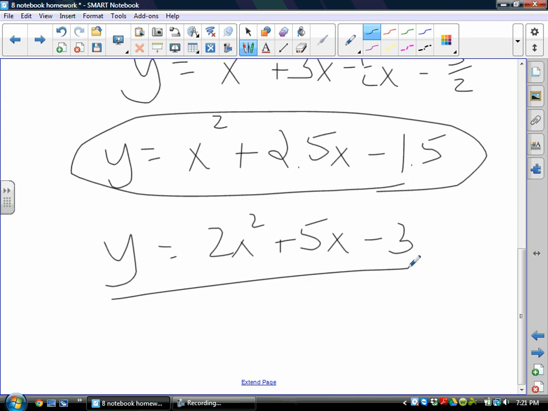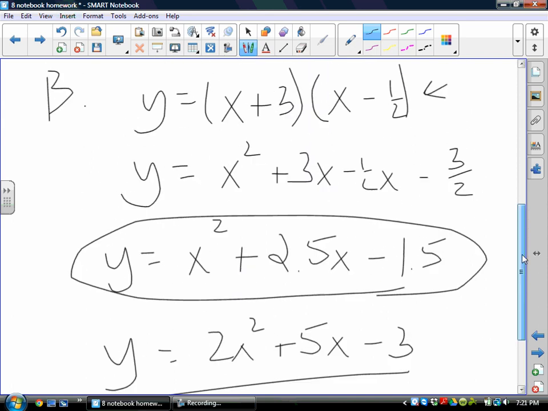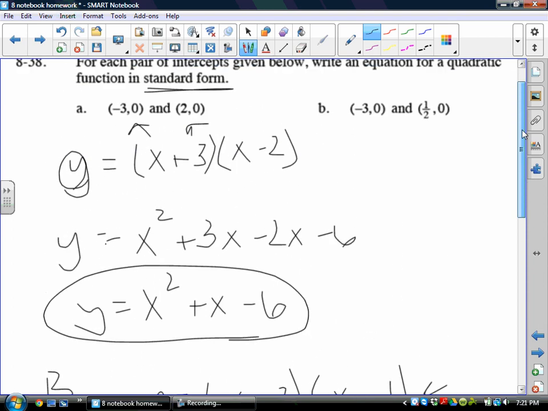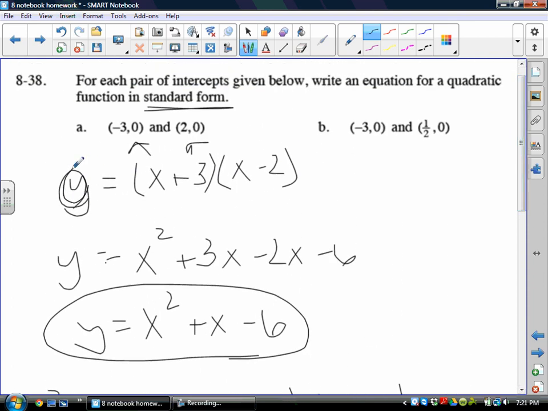There's multiple different answers here, but as long as you use those as your x-intercepts, so you can do the opposite of them, because I got to plug in 0 and get back to my values up here. Okay? So make sure it's in standard form, which means you multiply your factors together.